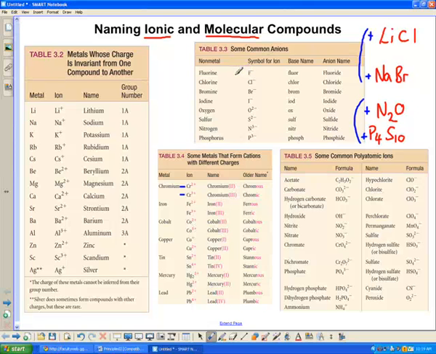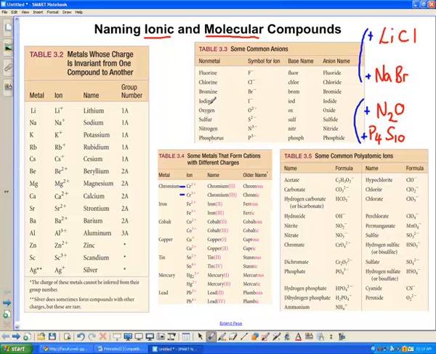Some common anions. These ones are pretty simple. We have the halogens here that all form one bond. They have a charge of 1 minus. You can figure out the charges just by looking at the group. Fluorine's in group 7. It wants to gain 1 electron, so therefore minus. Oxygen and sulfur are in group 6. They want to gain 2 electrons. Nitrogen and phosphorus are in group 5. They want to gain 3.